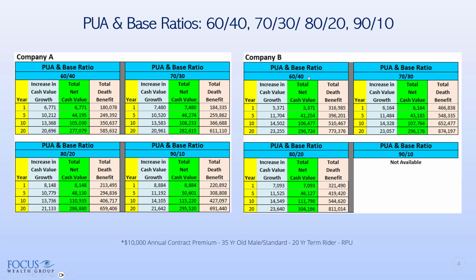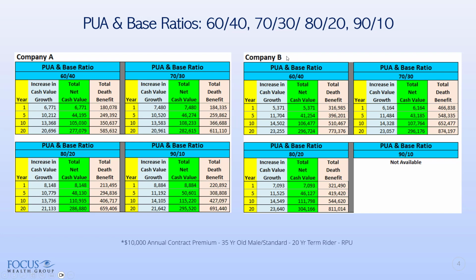Company B's 70/30 design is very similar to their 60/40 design. We're not going to get into that because they are so similar, but I do want to take a look at the 80/20 design with company B. In year one, $7,093 as compared to company A, their 80/20 design of $8,148. But the same thing happens. By the time we get to year 10 with company B, their 80/20 design is $111,000 in cash value as compared to company A with $110,000 of cash value. And by the time we hit year 20, company B is $304,000 compared to company A's $286,000.